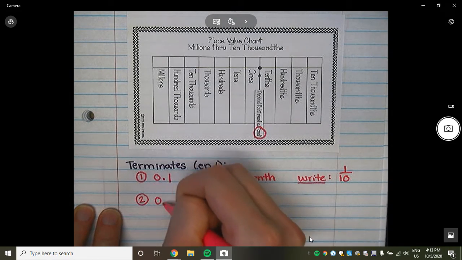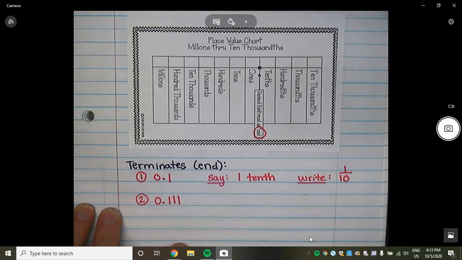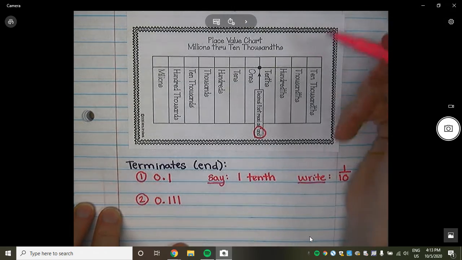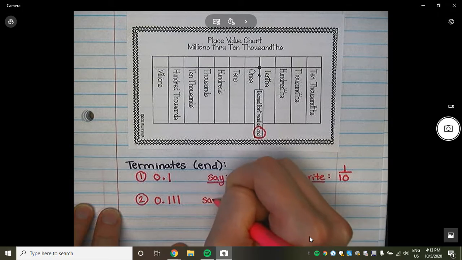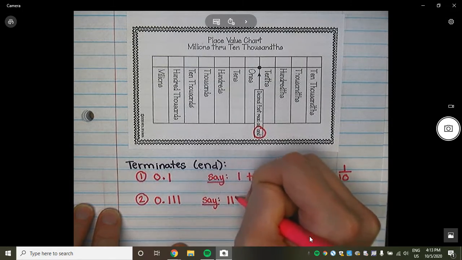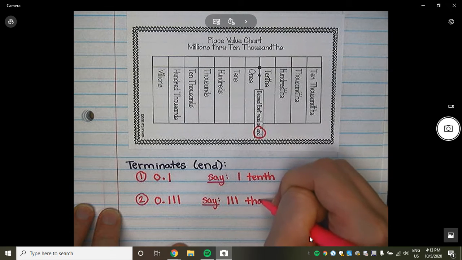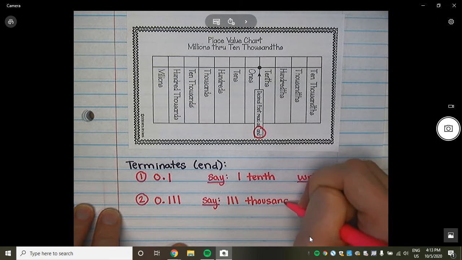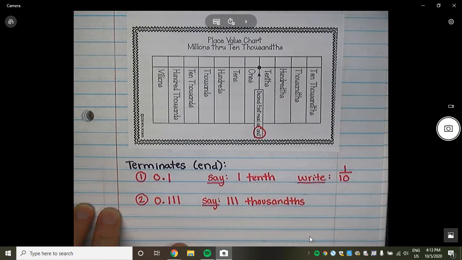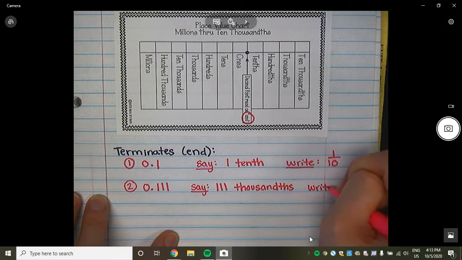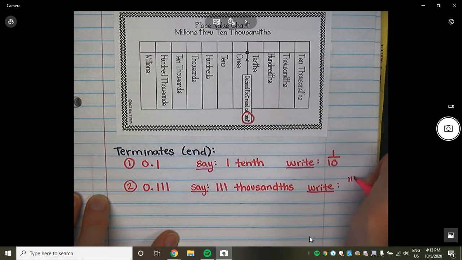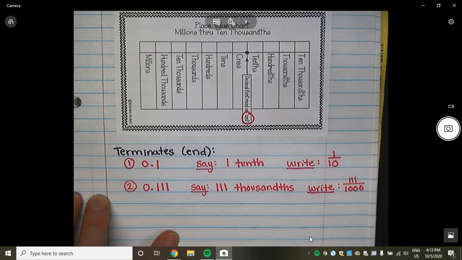I'm going to give you 0.111. So again, if I were to look up in my place value chart, 0 and 111, I'm ending in the thousandths. So I would say 111 thousandths. So how do I write that? Well, I have 111 over 1,000.